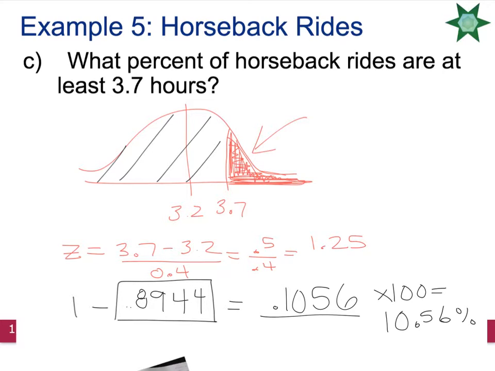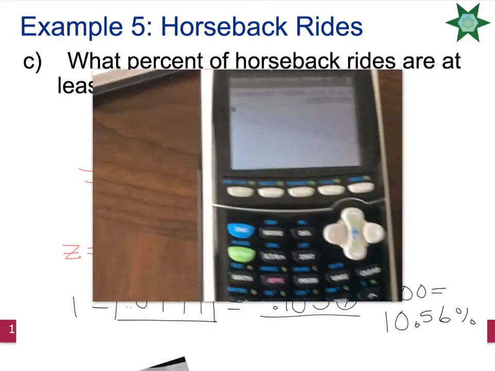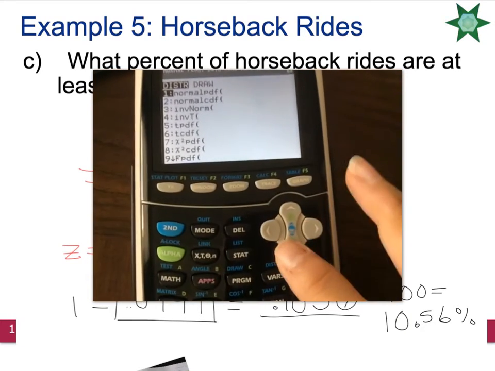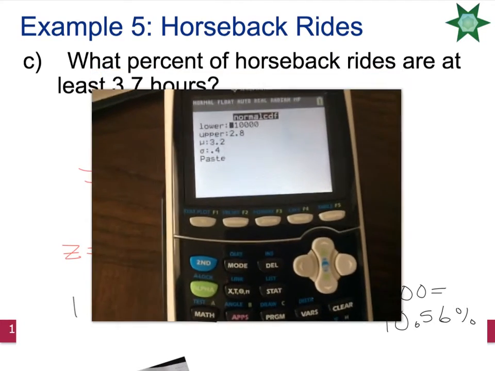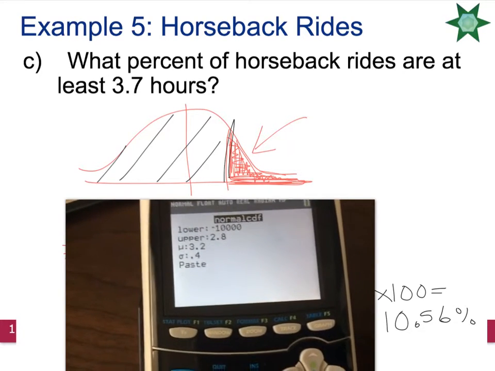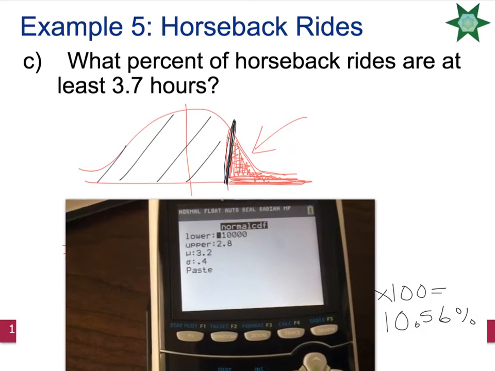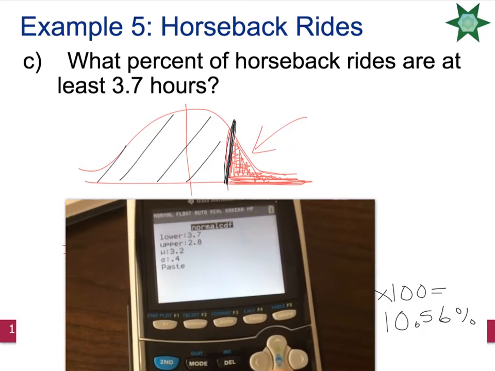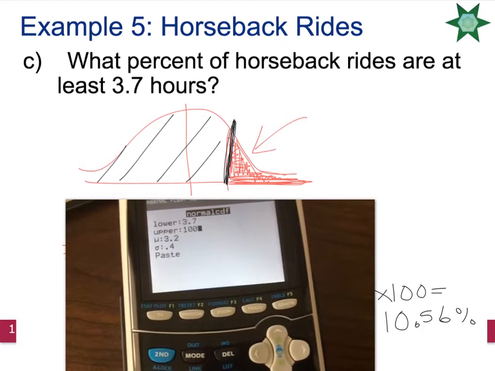Now, let's do this in my calculator, because again, that seems to be your preferred method. Okay, so in my calculator, I'm going to go back to second VARS. I'm going to select option 2 for normal CDF. Now, I need to know my lower boundary. So if I look at my picture, this time my lower boundary is the 3.7. My upper boundary is infinitely high because I keep going and going and going. So I'm going to put my lower boundary as 3.7. And I'm going to put my upper boundary as just a really high positive number. I usually go with like 10,000.